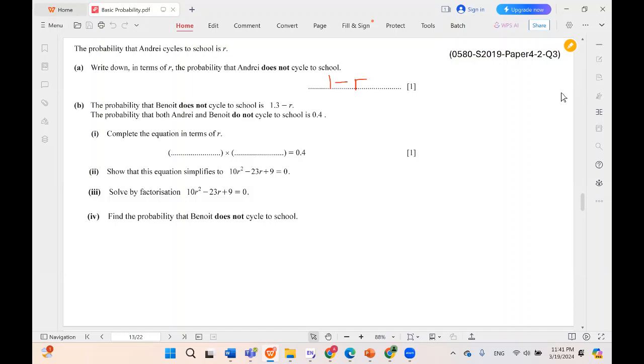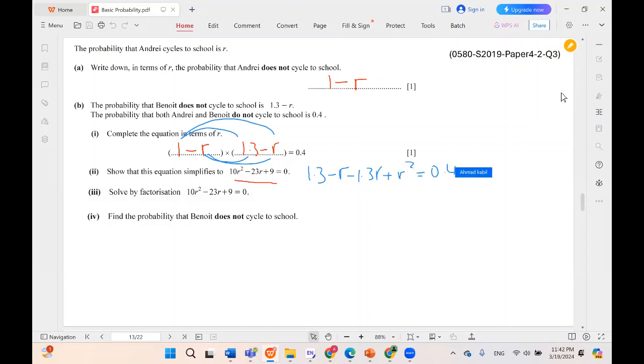So the probability that both of them do not cycle to school is the probability of the first times the probability of the second. We just have to put here 1 minus R and 1.3 minus R. And now we are required to show that this equation simplifies into this equation here. All you have to do here is expand. You have to multiply first by first. You get 1.3. Then first by second, we get minus R. Here we get minus 1.3R. And then here we get plus R squared. And all of this is equal to 0.4.